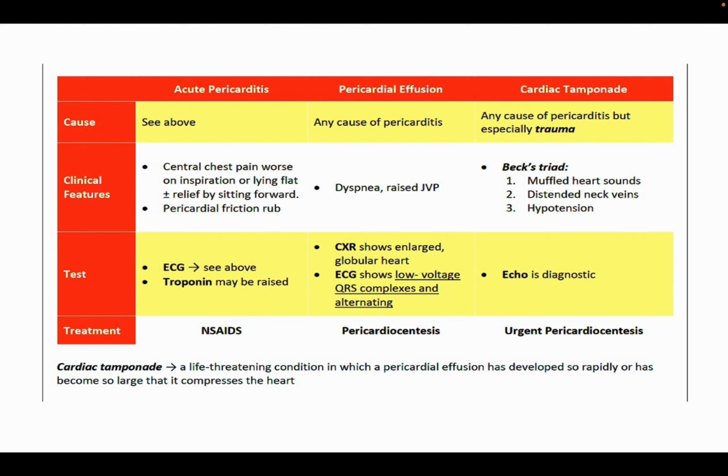You know the ECG features, as I already discussed. Sometimes in pericarditis, troponin is raised, and echocardiogram is the diagnostic test for pericarditis or cardiac tamponade. On chest X-ray, if there is pericardial effusion, we may see an enlarged globular heart.